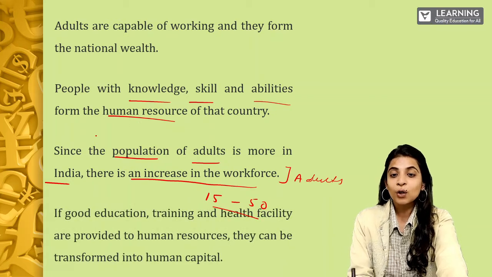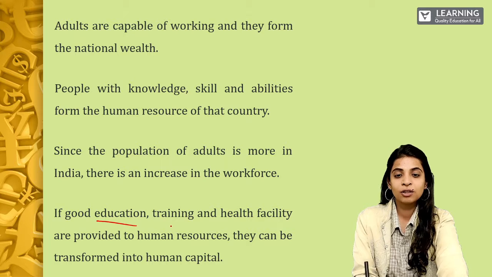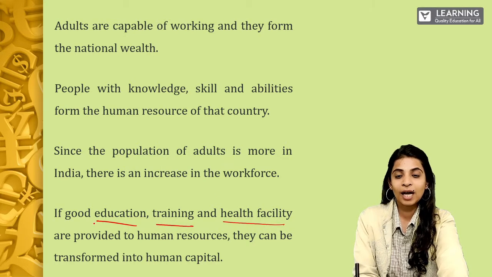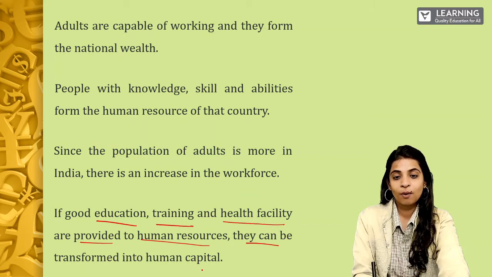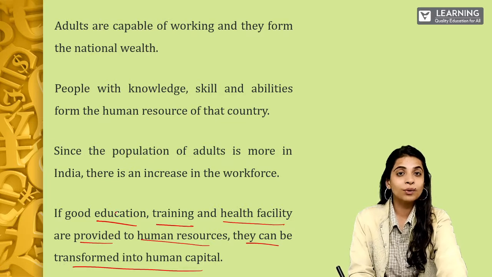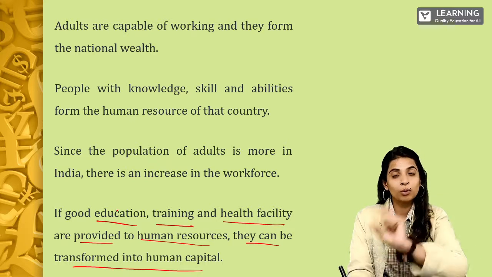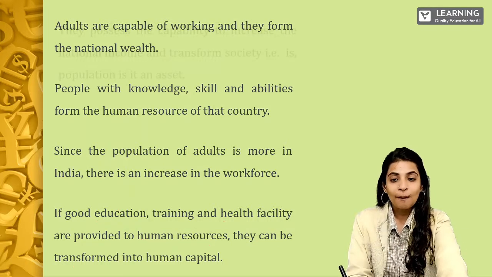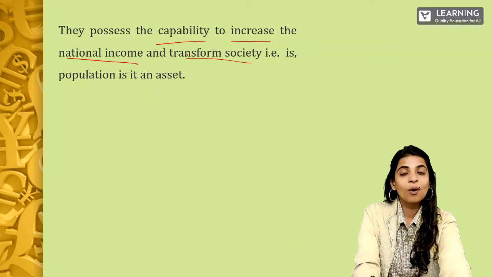Now, if good education, training and health facilities are provided to whom? To human resources. We are human resources. They can be transformed into human capital. So then only we will transform into human capital. Then only my potential will convert from a human resource to human capital. Moving ahead, they possess what? The capability to increase the national income and transform society. That is, population is an asset.